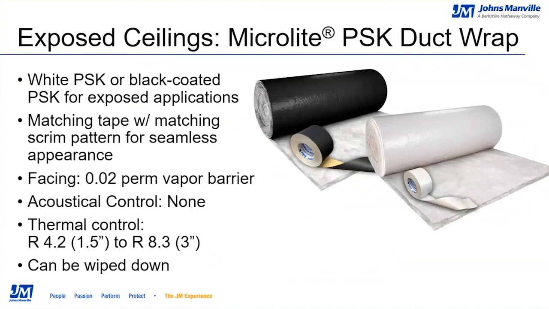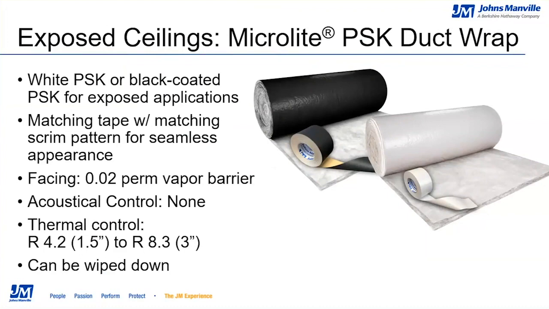The black and white PSK duct wrap offer the same benefits as the FSK duct wrap. However, they are simply a more attractive product. These products, when installed with matching tapes, provide a consistent exterior facing appearance. Notably, the matching tape also has a matching scrim pattern, so there isn't a noticeable break in the appearance of the product between sections of wrap.